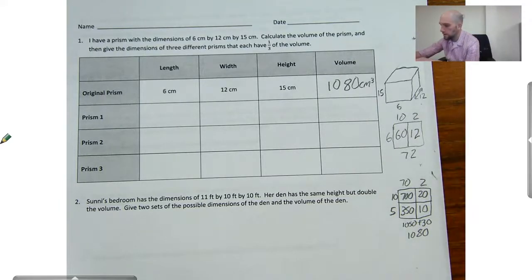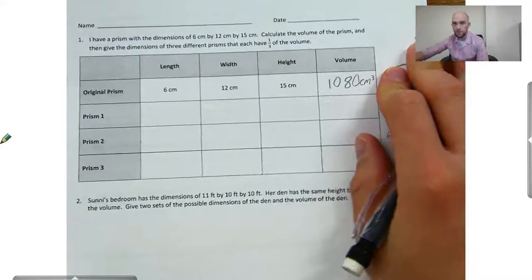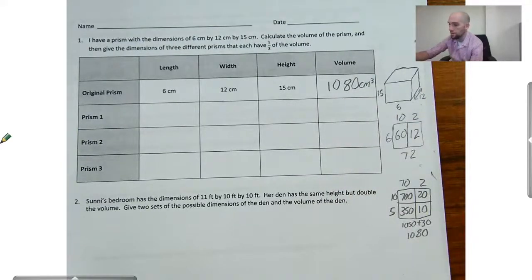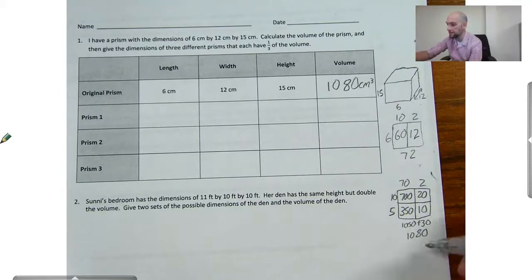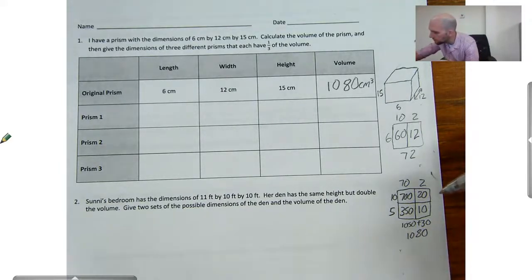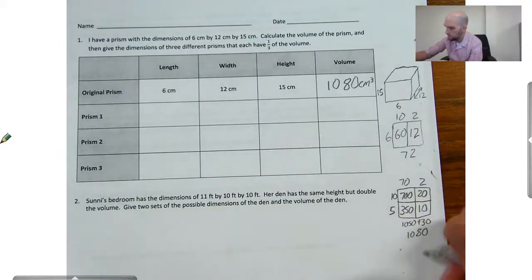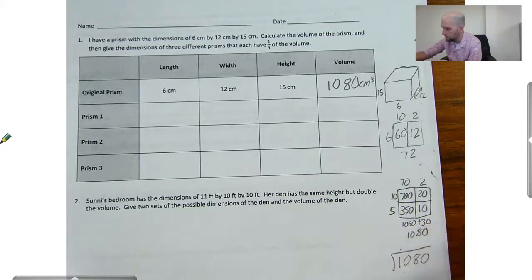All right, so I need to make 3 different prisms that will each have 1/3 of the volume. And I think the first thing that I'm going to do is figure out what 1/3 of 1,080 is. Let me make sure I get everything right there. Okay, that's right. All right, so 1,080 divided by 3.